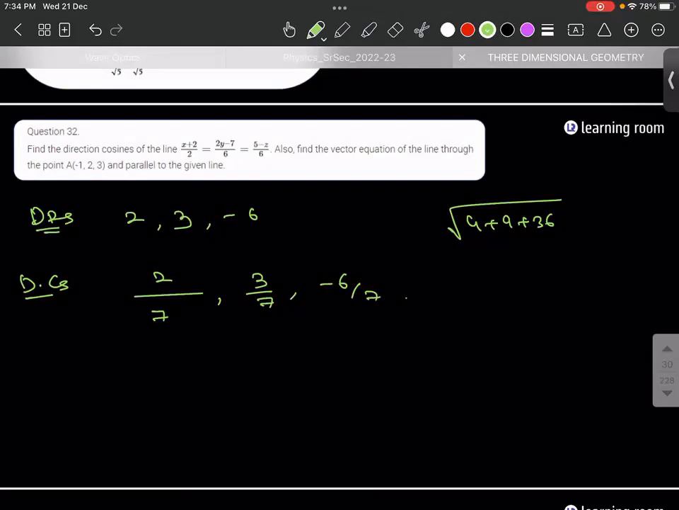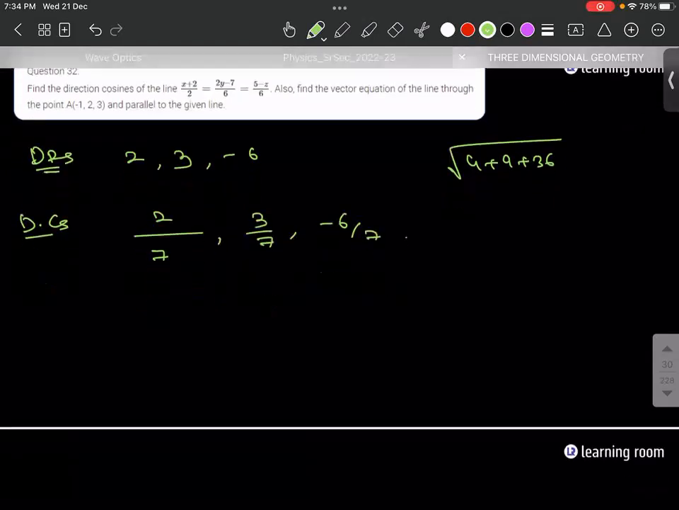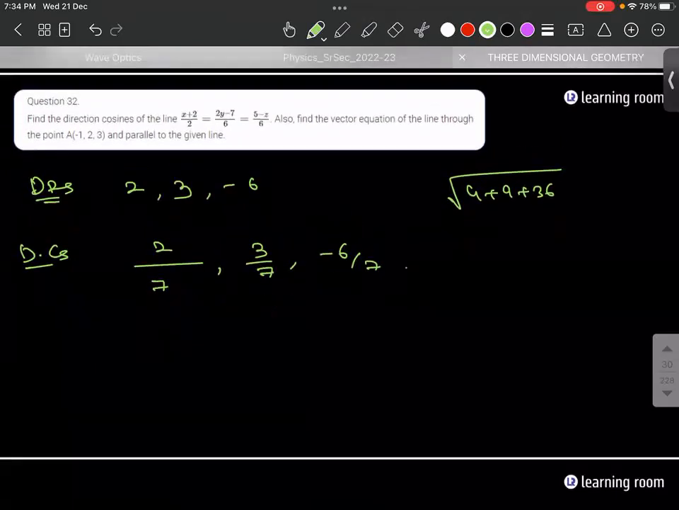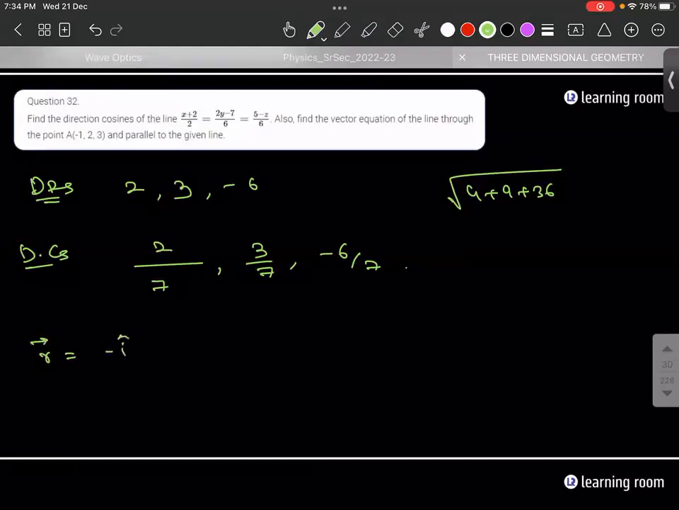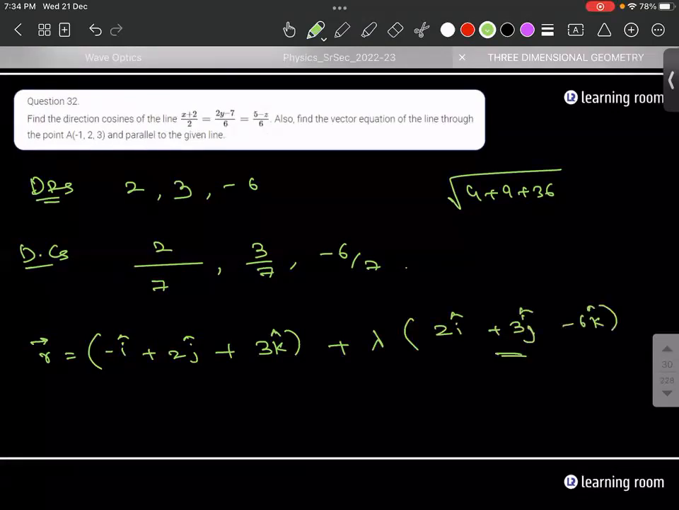Find the vector equation of the line passing through the point and parallel to the given line. Easy, no? R vector is equal to minus i cap plus 2j cap plus 3k cap plus lambda times (2i cap plus 3j cap minus 6k cap). Correct?